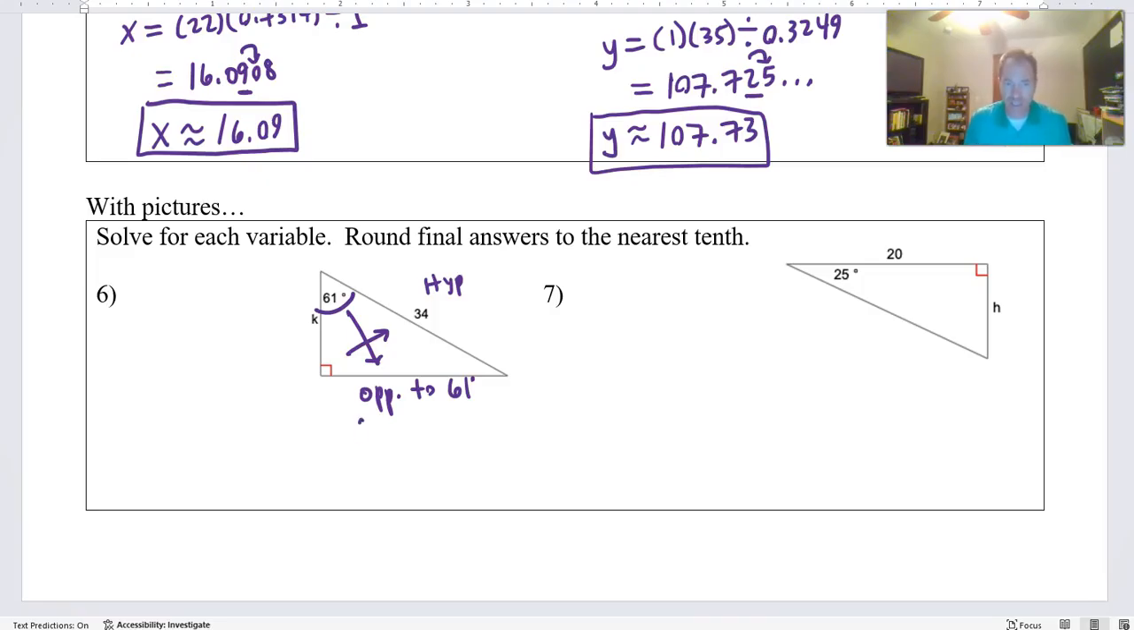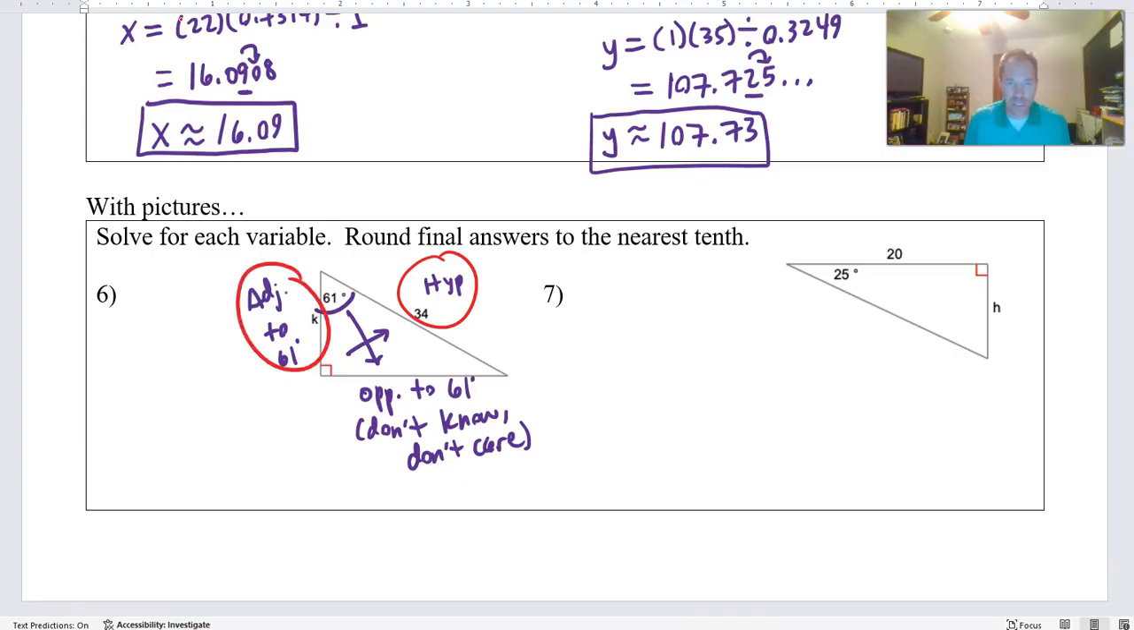And by the way, in this case, I don't know and I don't care about the opposite leg to 61 degrees. In some situations, maybe I will care, but that leaves K as the adjacent leg to that 61 degree angle. So I look here for myself and I say, all right, we know the hypotenuse and we want to know the adjacent leg. So in SOH CAH TOA, am I going to use sine, cosine, or tangent?